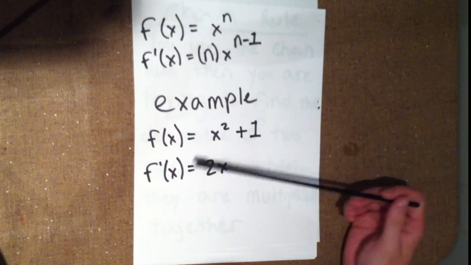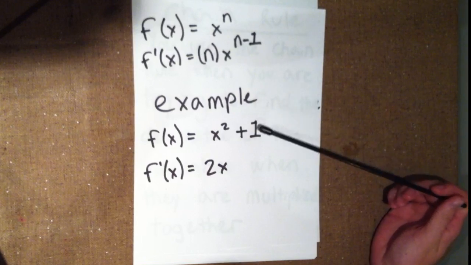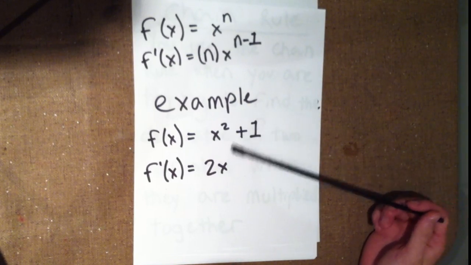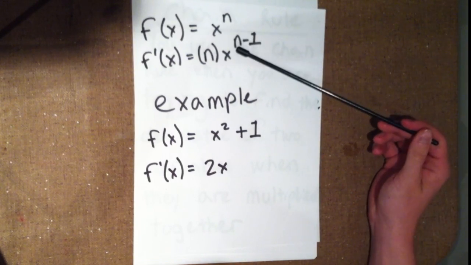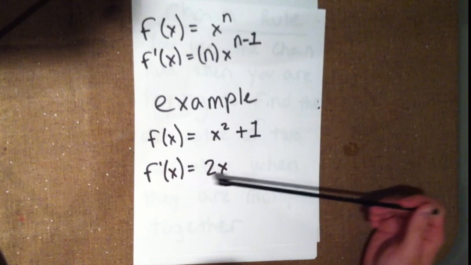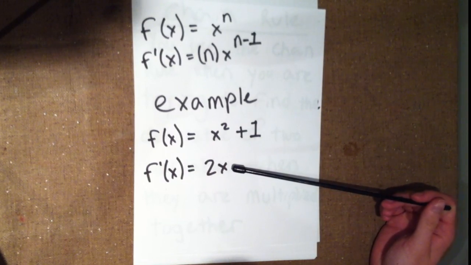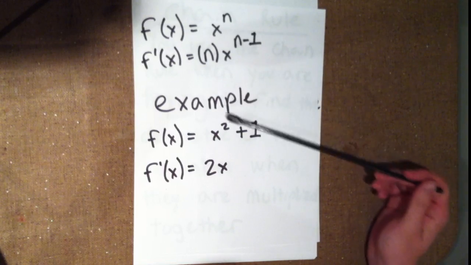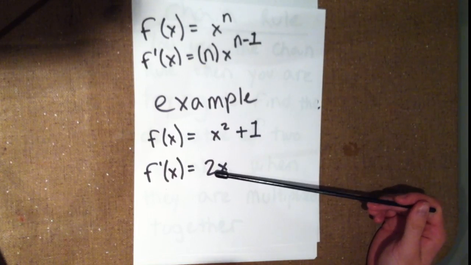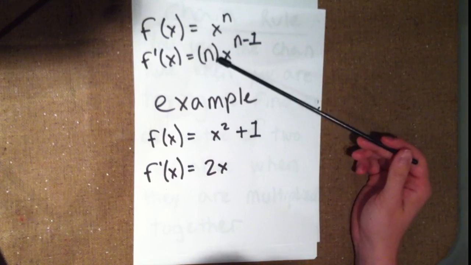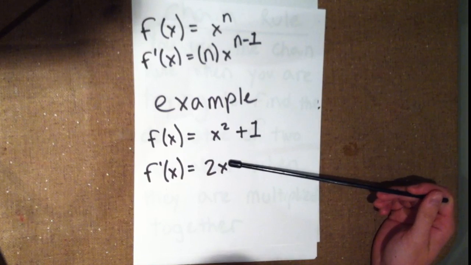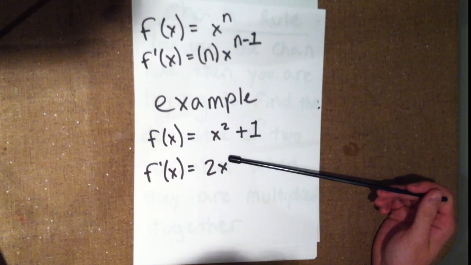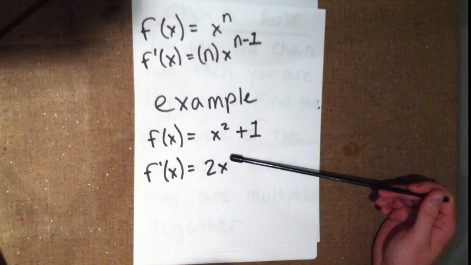So an example of this would be f of x equals x squared plus 1. Now, referring back to this little formula right here, we see that the derivative of f of x is going to equal 2x. Why? Because n equals 2, so the 2 becomes a coefficient, just like n became the coefficient here, and we see that the new degree is n minus 1. 2 minus 1 is 1.